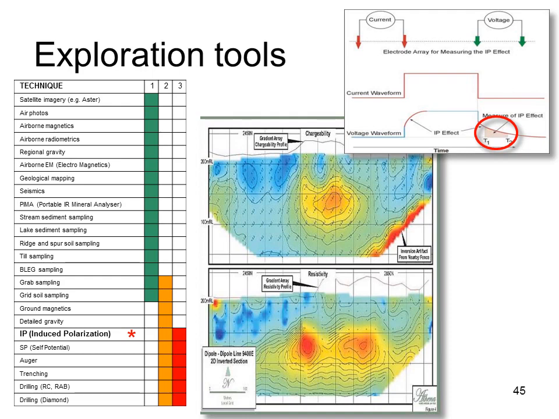It's not of use with massive sulfides, for example, in the VMS or SEDEX or nickel sulfides. It can reliably only penetrate to a depth of about 250 meters, although some of the newer equipment is claimed to be able to see down to 500 meters or deeper.